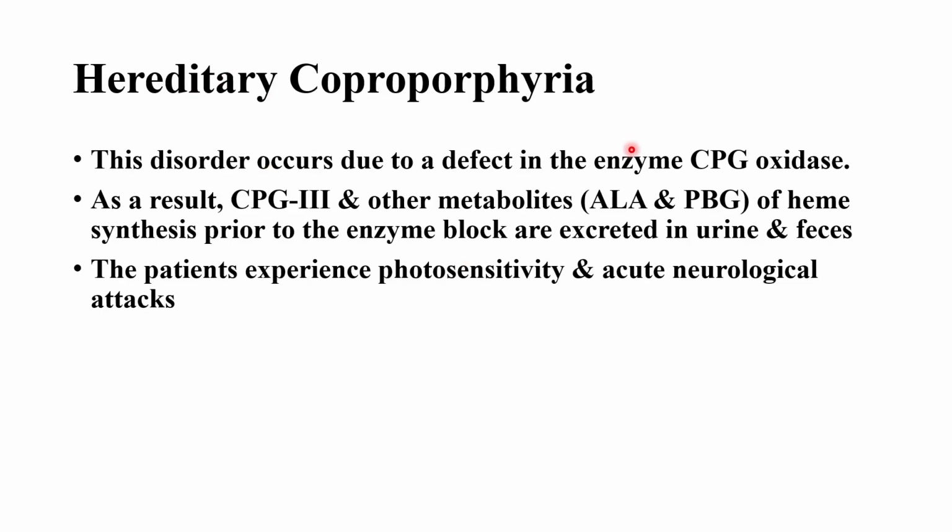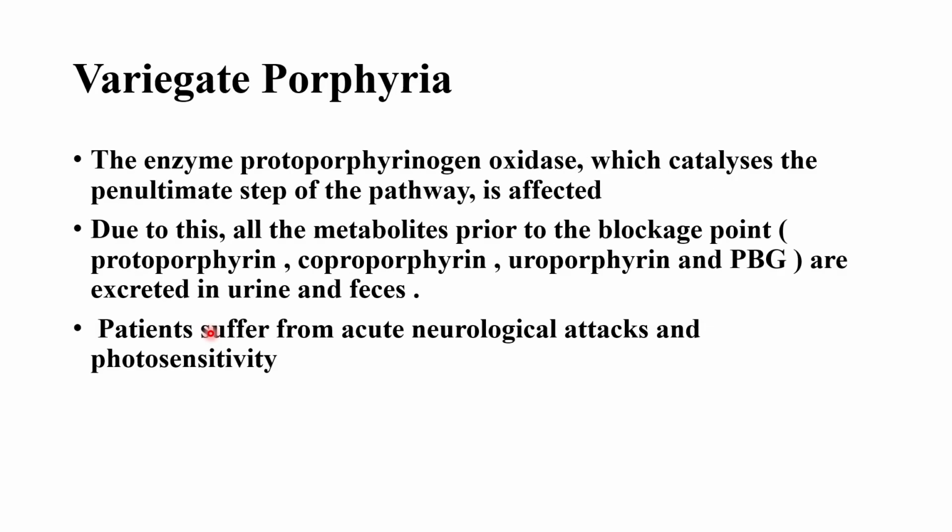Then comes the hereditary coproporphyria. This disorder occurs due to a defect in the enzyme CPG oxidase, coproporphyrinogen oxidase. As a result, coproporphyrinogen 3 and other metabolites like ALA and PBG of heme synthesis prior to the enzyme block are excreted in urine and feces. The patients experience photosensitivity and acute neurological attacks.